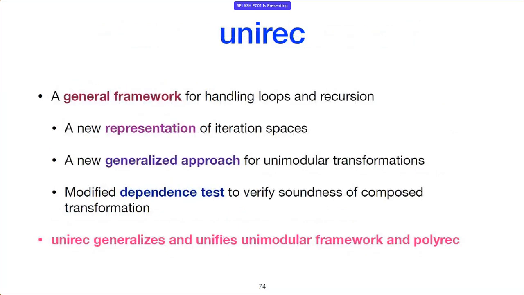So that's UniRec. It's a general framework for handling loops and recursions. In order to do that, we came up with a new representation for iteration spaces. In particular, one that lets us handle arbitrary linear transformations, so we can cover all of the unimodular transformations, including skewing, and a dependence test that lets you, at the end, make sure that all your transformations are accurate. And so, fundamentally, UniRec generalizes and unifies the reasoning that people do for perfectly nested loops in the unimodular framework, and the reasoning that we do for nested recursion in PolyRec, and so now we have a fully general system.